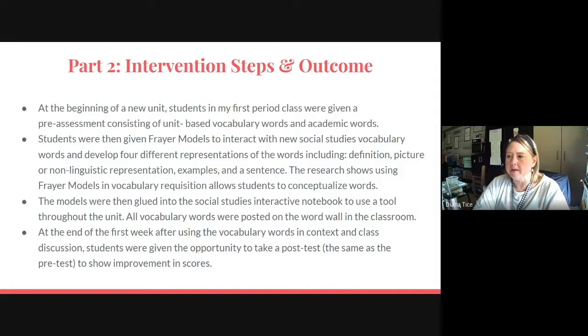So again, we're going beyond a basic word and definition, but the students are able to use the words, to work with the words. The models were then glued into the social studies interactive notebooks to use as a tool throughout the unit and really throughout the entire school year. We use our interactive notebooks frequently in the classroom. All vocabulary words were posted on the word wall as well in the classroom. At the end of the first week, after using the vocabulary words in context and class discussion, students were given the opportunity to take a post-test, which was the same as the pre-test, to show improvement in scores.